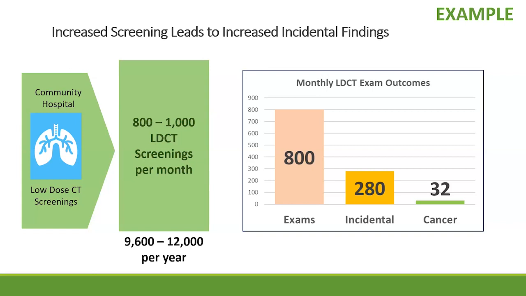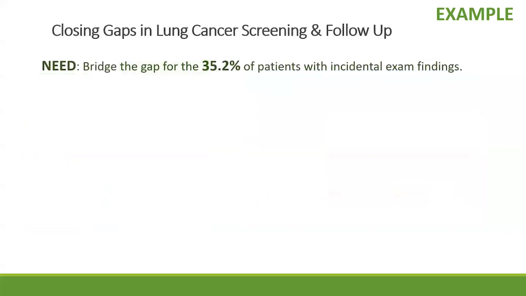And depending on how you define an incidental finding, as much as 95% of the patients will have some kind of an incidental finding, but about 280 of them will have things that need to be addressed or could be addressed if identified. About 32 of these patients will wind up with cancer. That's just under 4% of the patients, either with cancer or with a high probability of cancer.